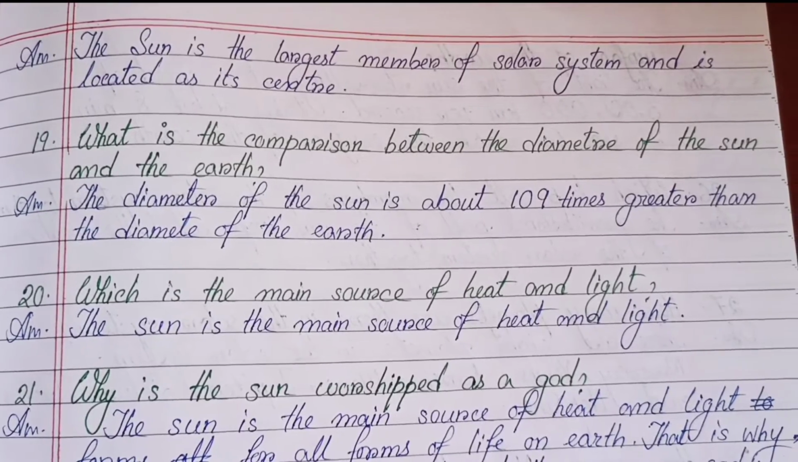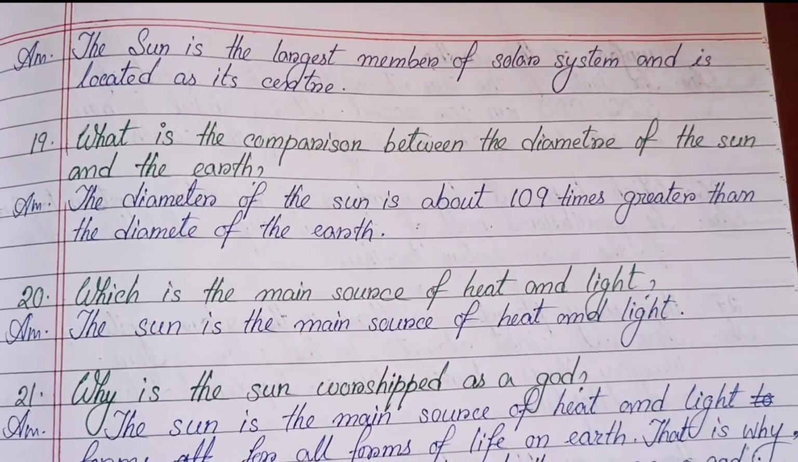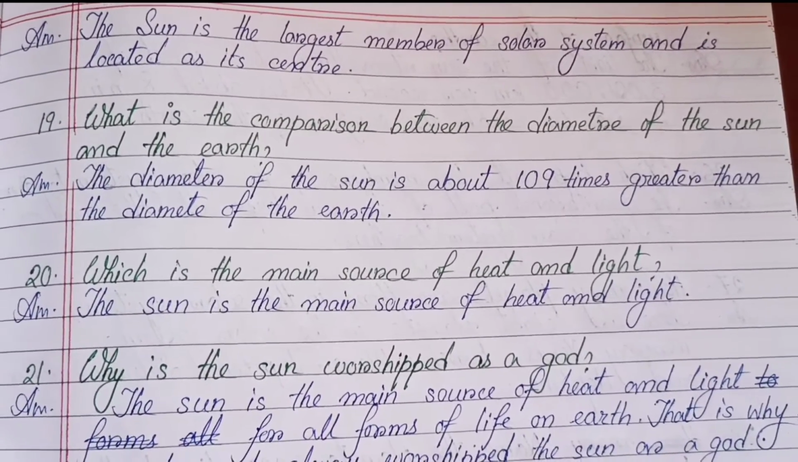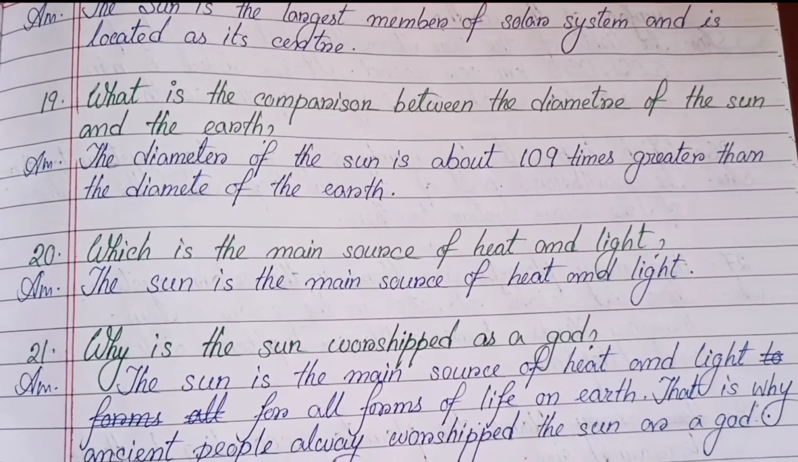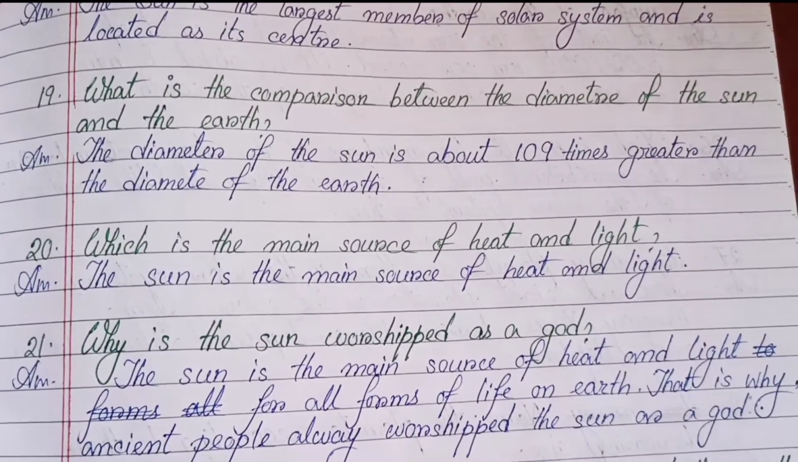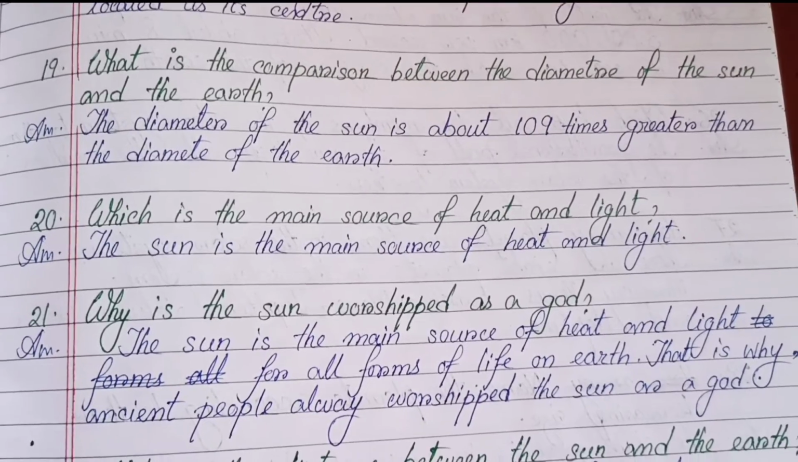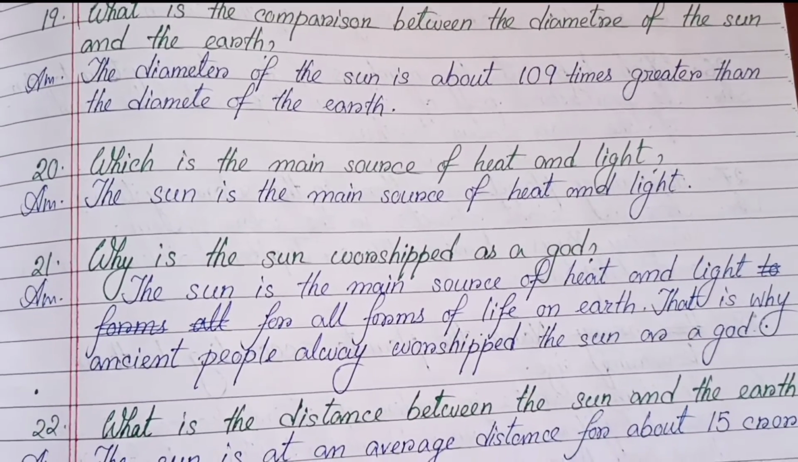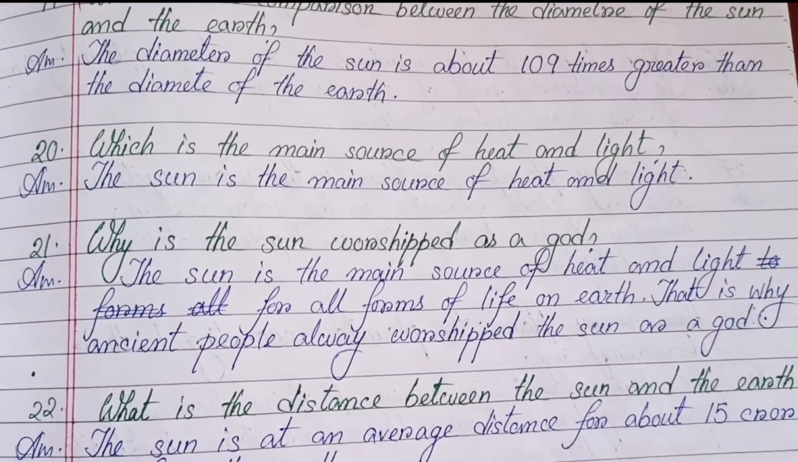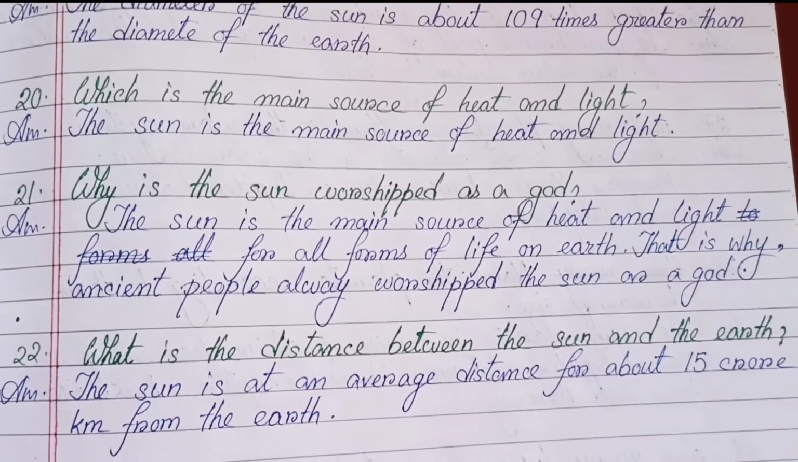Number 19. What is the comparison between the diameter of the sun and the earth? The diameter of the sun is about 109 times greater than the diameter of the earth. Number 20. Which is the main source of heat and light? The sun is the main source of heat and light.